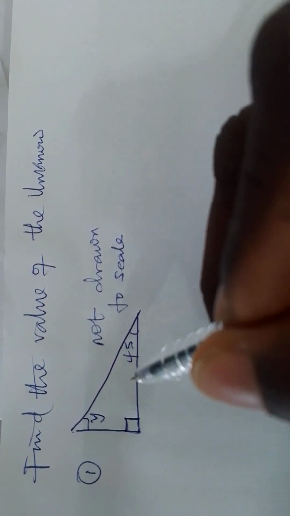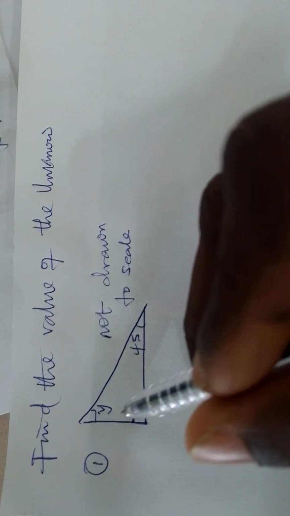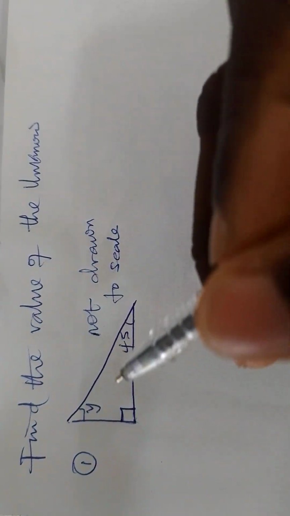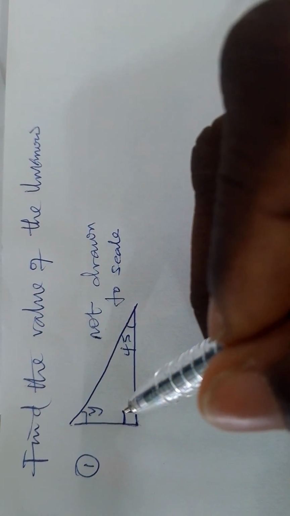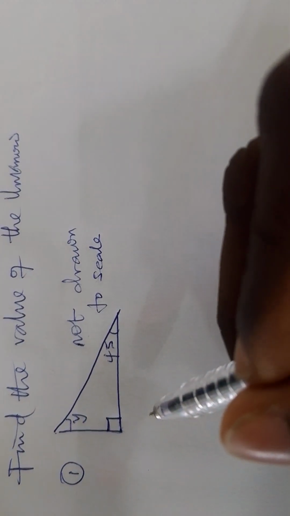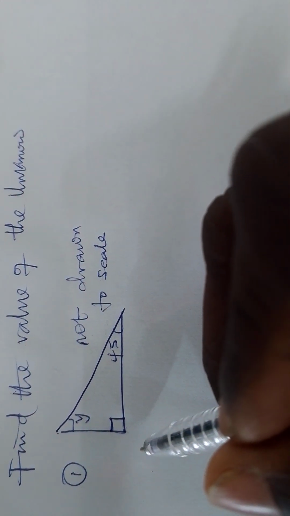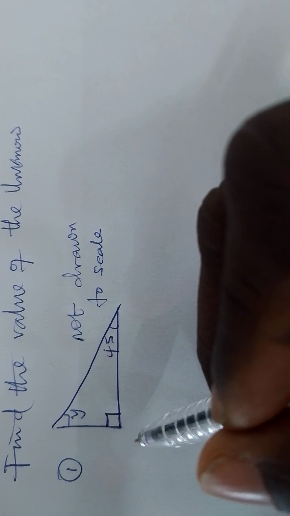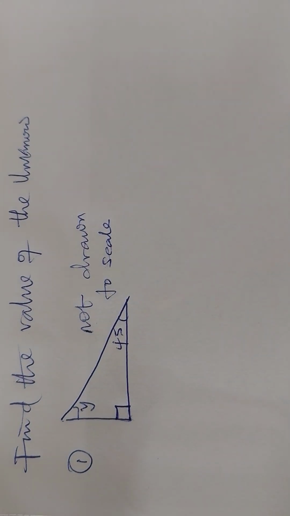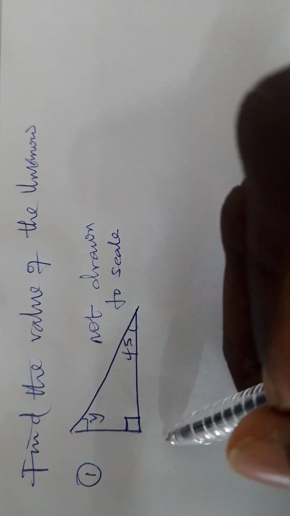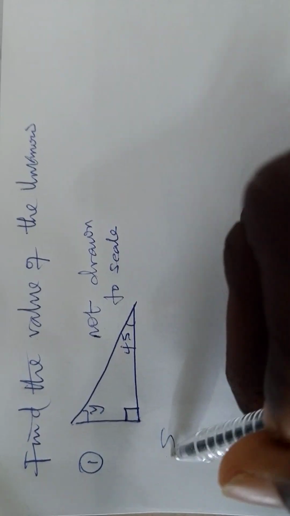We have different types of triangle in mathematics. We have the right angle triangle, we have the scalene triangle, we have the obtuse triangle. So this is a right angle triangle. So to solve this, what we are going to do now is the solution.